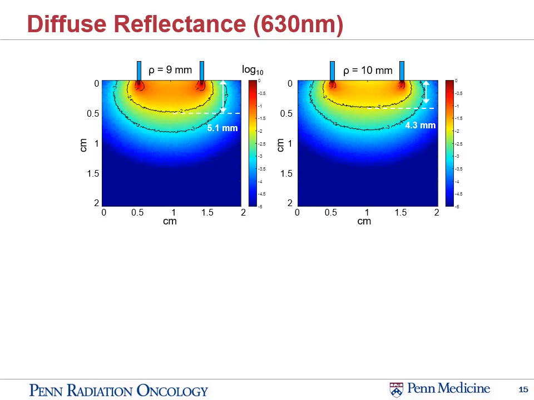This result also allowed us to estimate the tissue sampling volume of each source detector pair, and this volume changes quite significantly from 1 mm to 10 mm separation. Overall, for 630 nanometer light, the tissue probing depth is between 4.3 mm to 7.2 mm deep into the tissue using our contact probe.